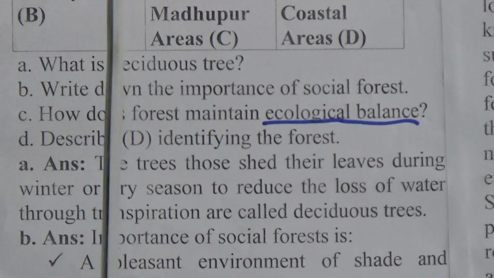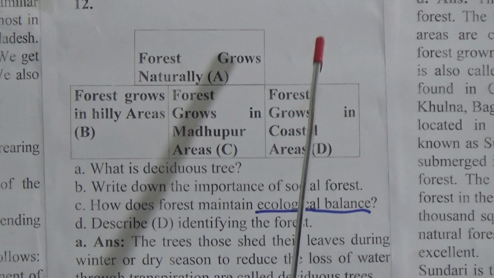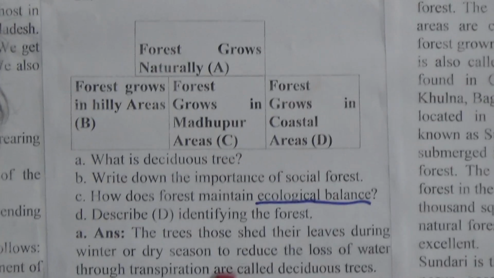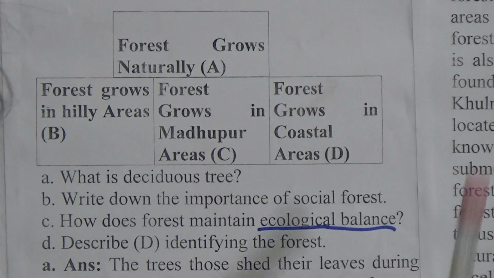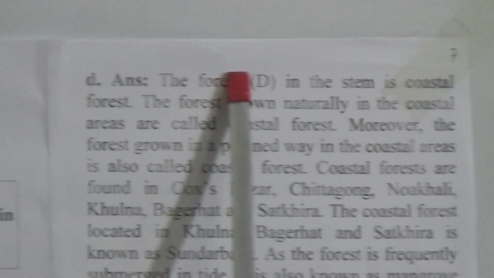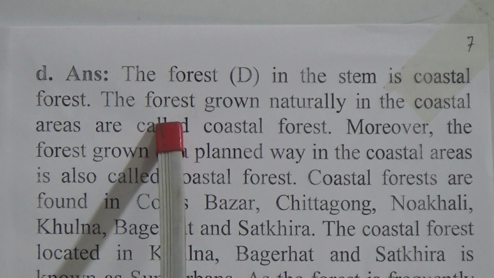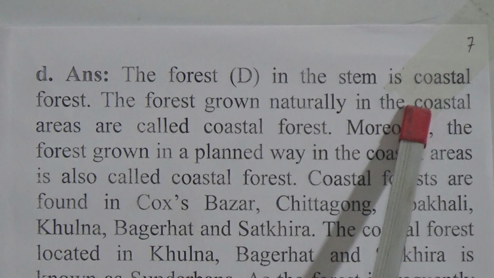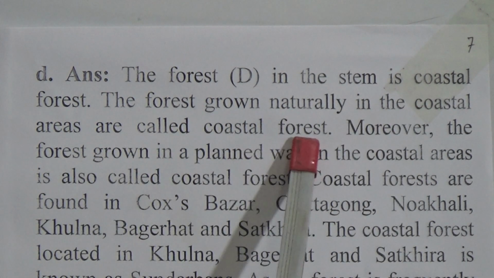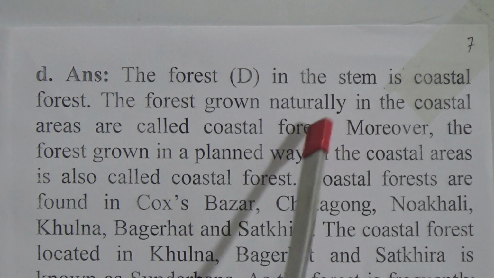Okay, now describe D. That means you have to describe this point identifying the forest. The forest D in the stem is coastal forest. The forest grown naturally in the coastal areas are called coastal forests. This is the definition of coastal forest.